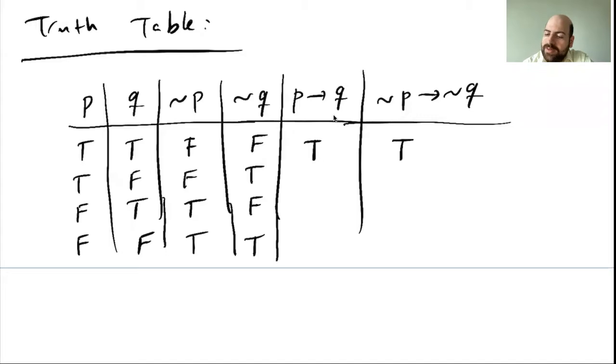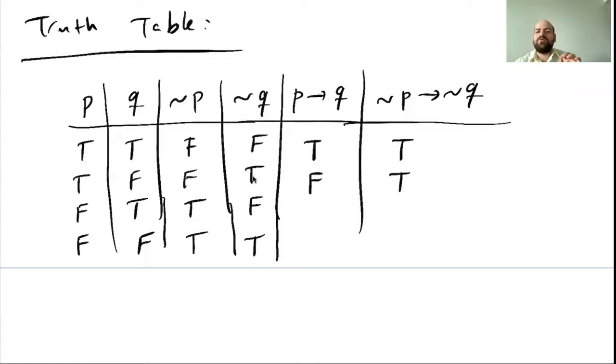Now let's look at the second possibility. True implies false. P is true, Q is false. True implies false, we said, is false. That is the only case where we get false. But what about negation P implies negation Q? Right now I'm in the second case, okay? So in the second case, negation P is false, negation Q is true. False implies true, right? Negation P implies negation Q. False implies true is true.